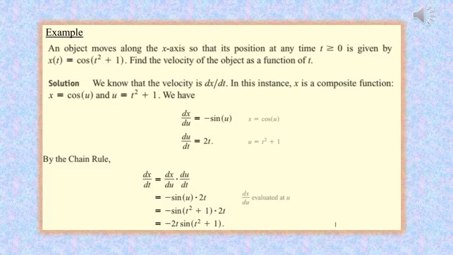Then we apply the chain rule. So dx by dt equals dx by du times du by dt. Then we put the values of both derivatives, and after simplification we obtain dx by dt equals minus 2t sine of t square plus 1.